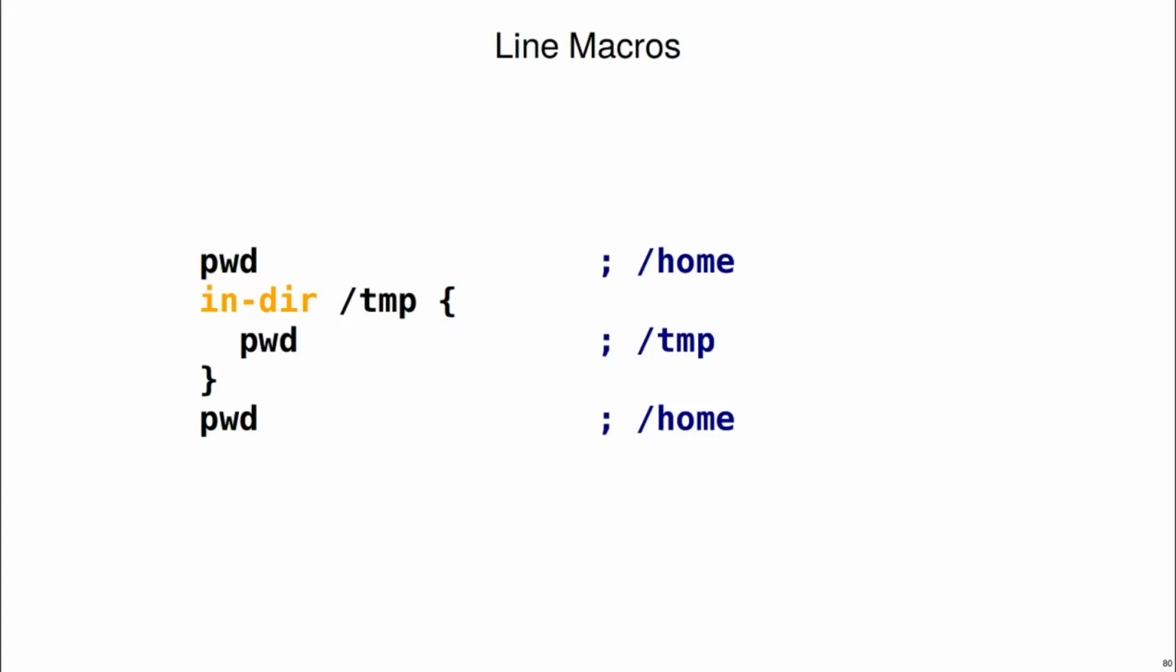So here we run the pwd program that prints the current directory, and we see that it starts out in home, then in the temp dir inside the ender macro, and then after the ender macro, we're back to home.